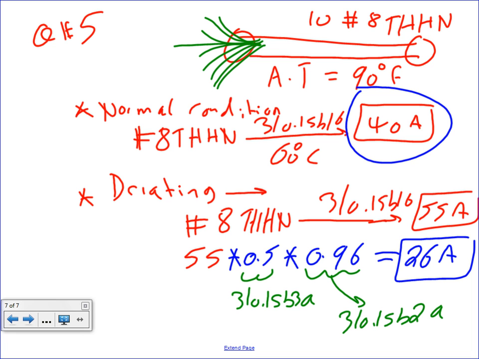So 87 to 95. Why do we know that? Because the ambient temperature is 90. I'm giving you an ambient temperature of 90, so 90 is between 87 and 95. Make sense? Good point. So 26 amps. You're doomed, basically. 26 amps is what you can pull out of this conductor.